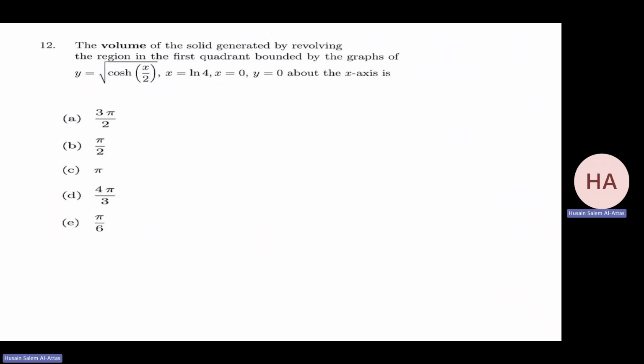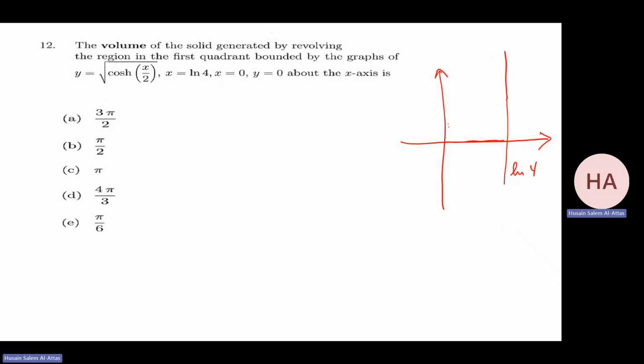The volume generated by revolving the region in the first quadrant. It's in the first quadrant. I don't know how to graph the function, but I know this is positive, and between x equal ln 4, x equals 0, which is the y-axis, and this is the x-axis. I don't know what the function will do. It will be something like this.